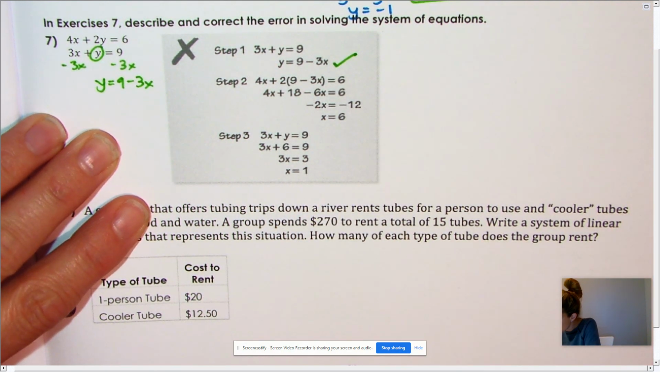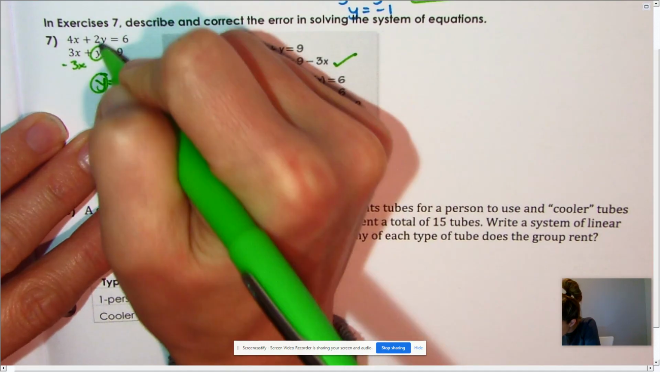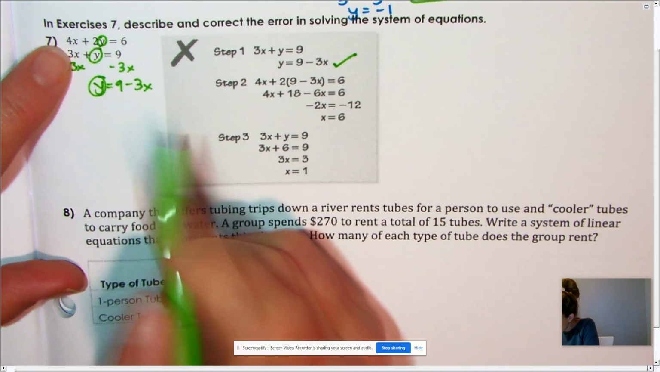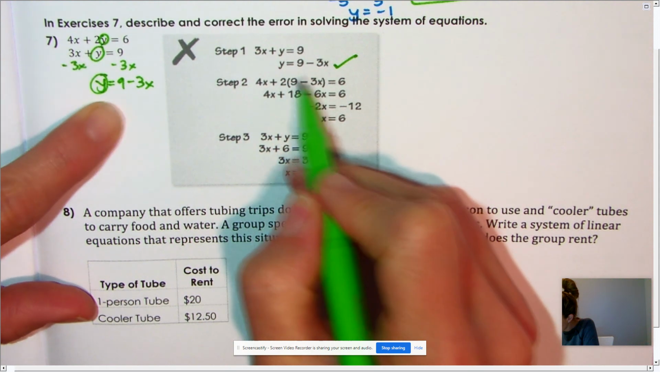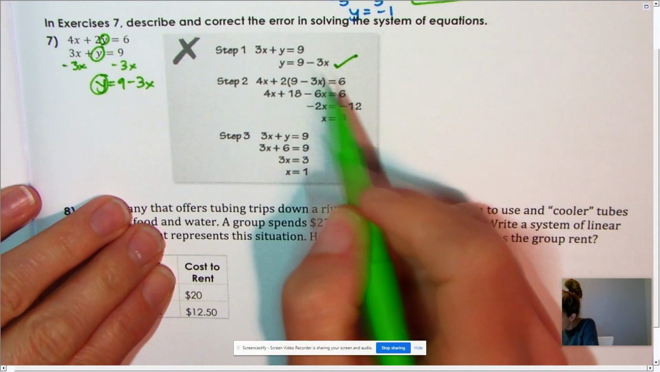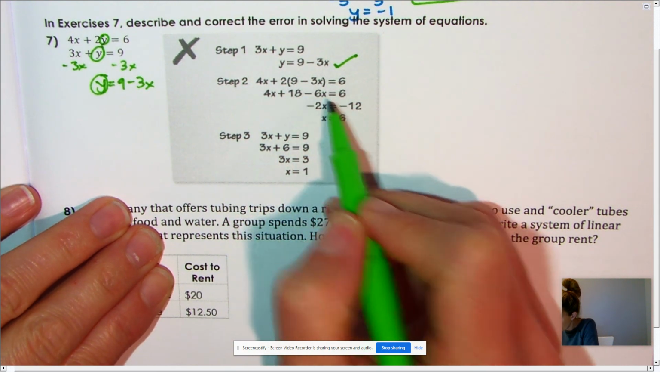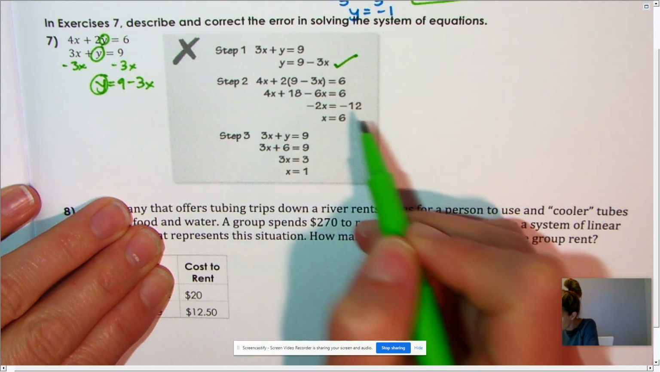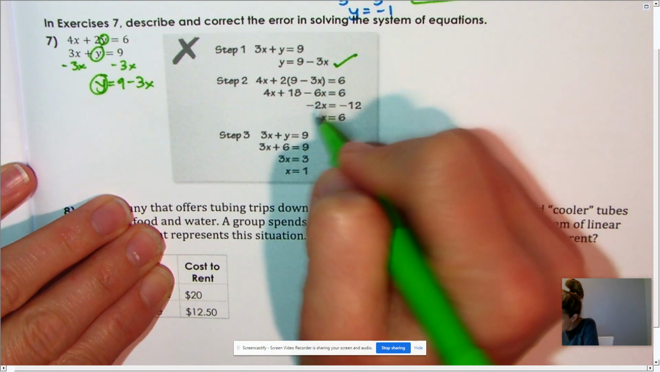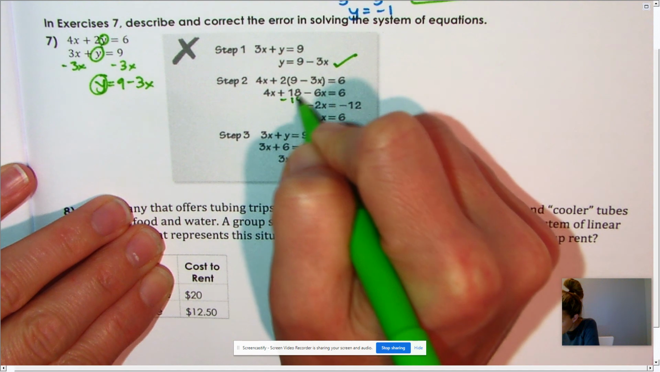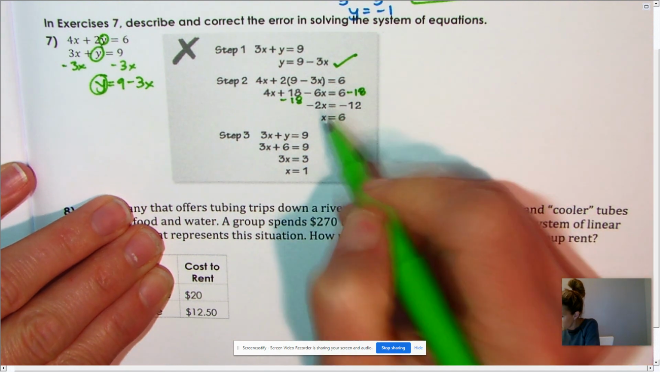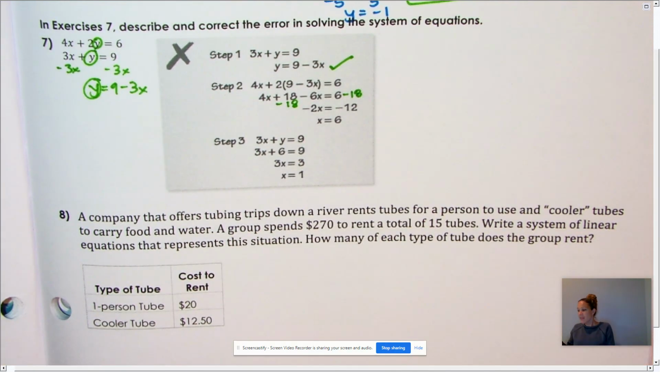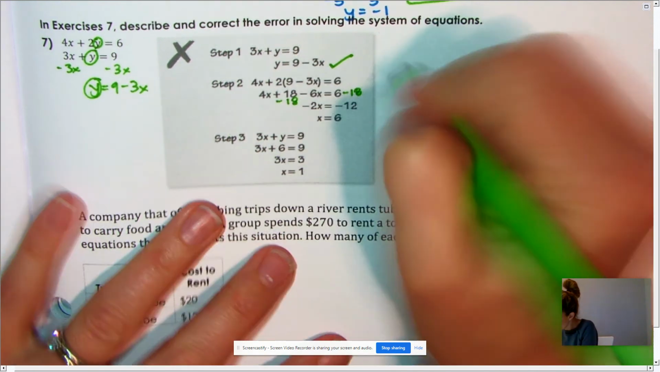Step 2, they said, well, here's what y equals. Here's y in the other equation. So I'm going to write 4x plus 2 and then put in what y equals and then equals 6. They distributed. So far, so good. They combined like terms. They didn't show it here, but they took away the 18 on both sides. And that's how they got the negative 12. They divided and got 6. That looks good. Everything so far looks good.